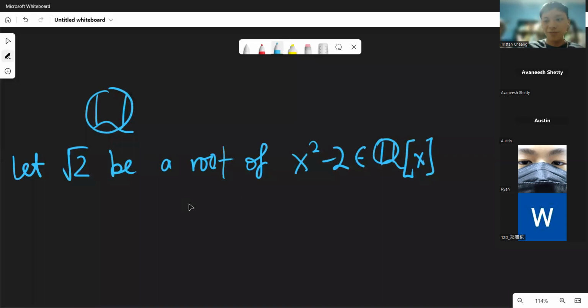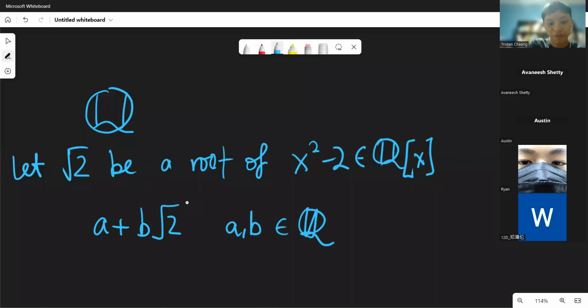Now I insert this new number into Q, but I want it to be a field. If square root 2 suddenly sneaks into Q like an imposter, then 1 plus square root 2 is inside, and 2 plus 3 square root 2 is inside. In fact, any number in the form a plus b square root 2, where a and b are rational numbers, must be inside if we want the resultant thing to be a field. So square root 2 goes inside, and now this Q becomes a larger Q.